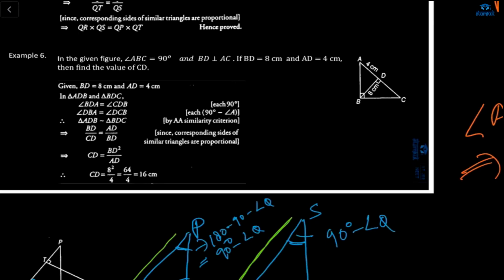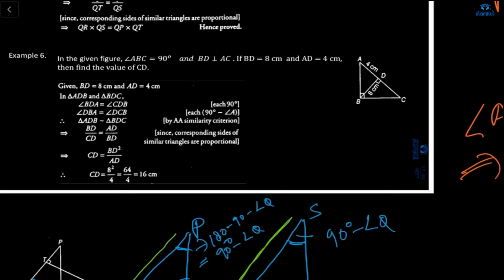We are going to take triangle ADB and triangle BDC. These are the two small triangles, because the line which is perpendicular divides the triangle into two small triangles. Now, in these two small triangles, angle ADB is equal to angle BDC. Why? Because both are 90 degrees.